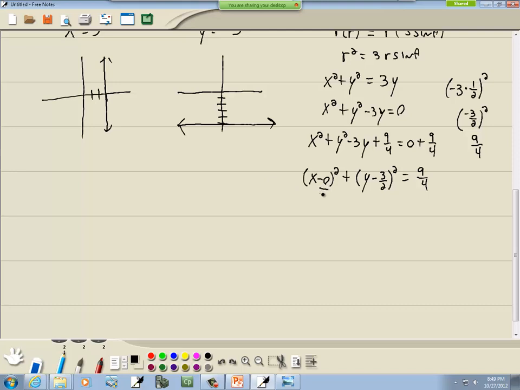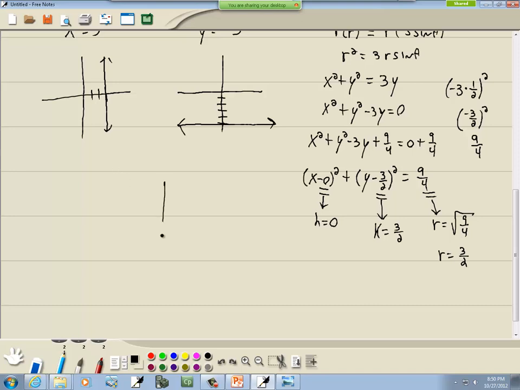And h is whatever number's here, its opposite sign, but the opposite of 0. The 0 doesn't have a sign, so it's just 0. And here's k, and it's opposite sign. So k would be equal to a positive 3 halves. And this is r, and we just take the square root of it. So the square root of 9/4 gives us 3 halves.